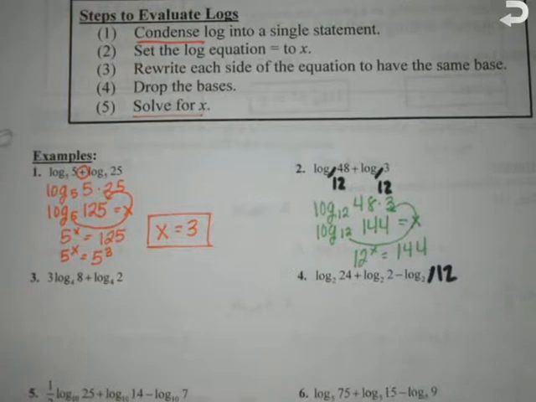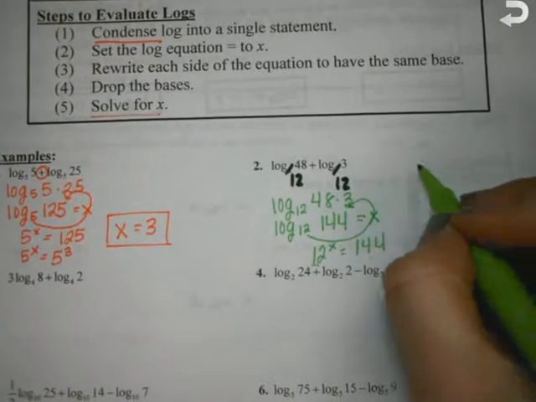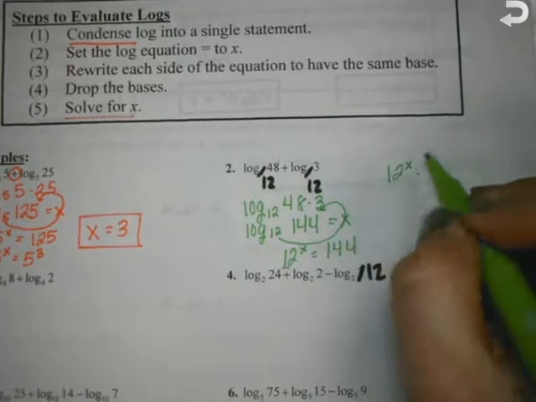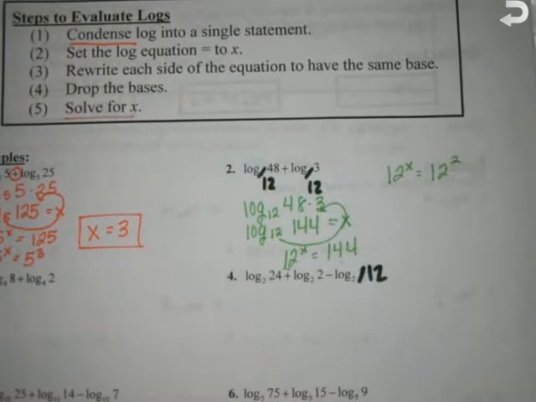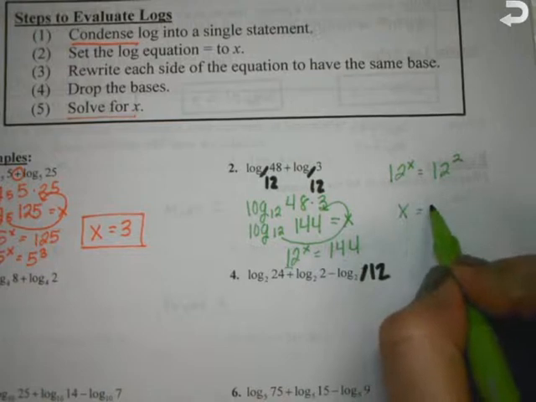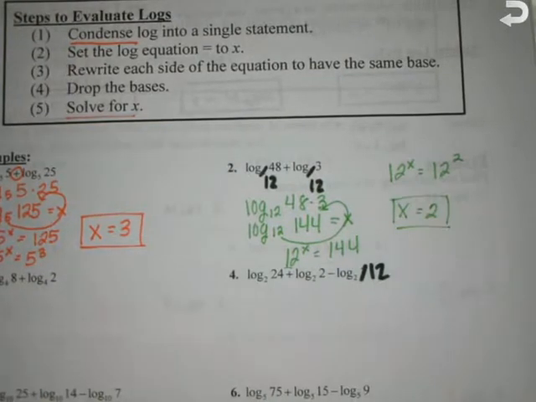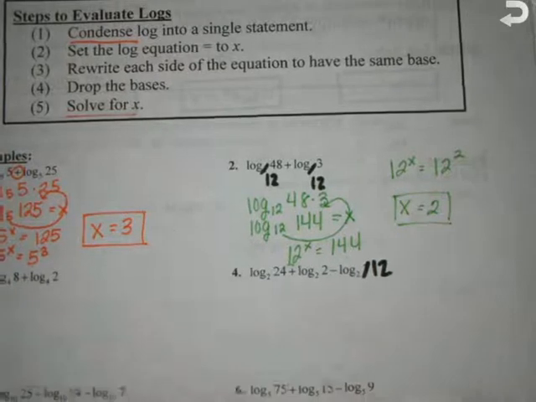And we need to get a base of 12 here. 144 is the same as 12 to the what? 12 to the second power. So I can drop my bases and I get x equals 2. Who got that right? Good job. Okay. Any questions so far on this stuff?